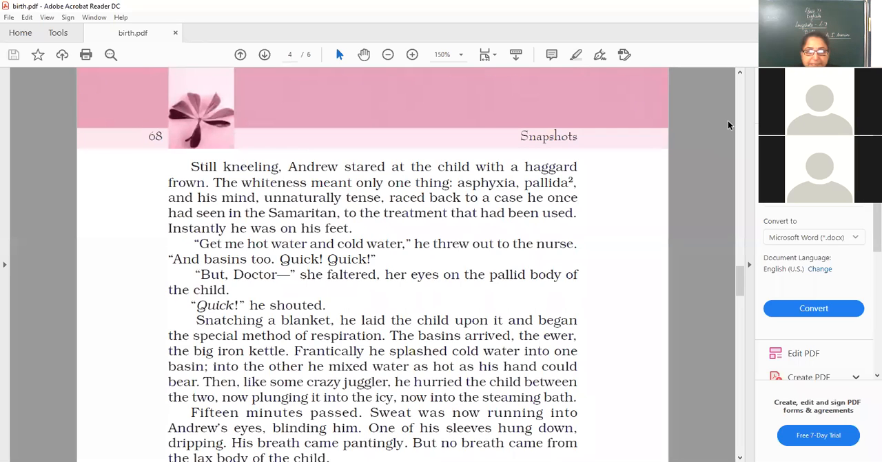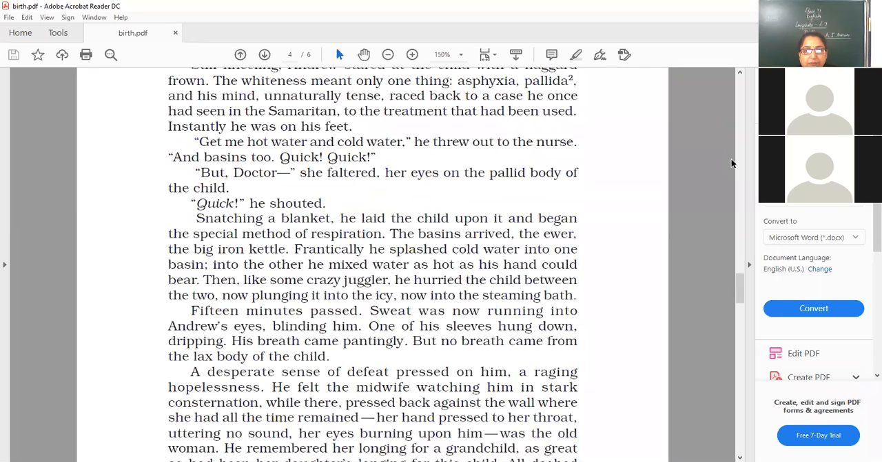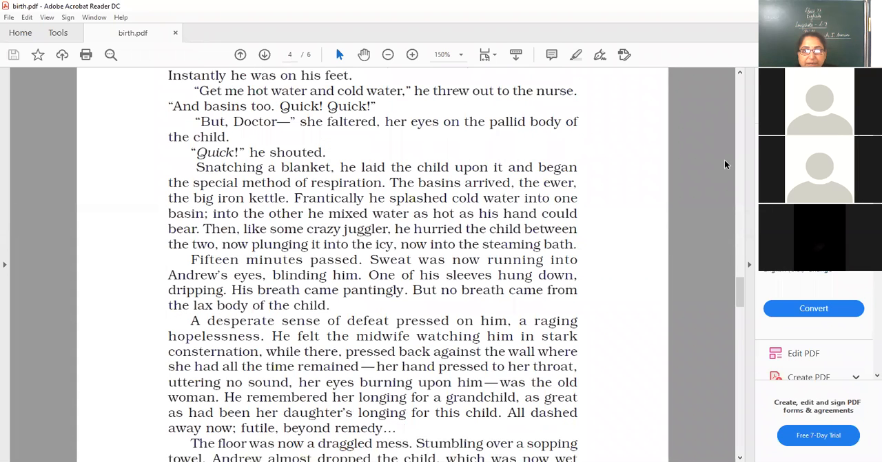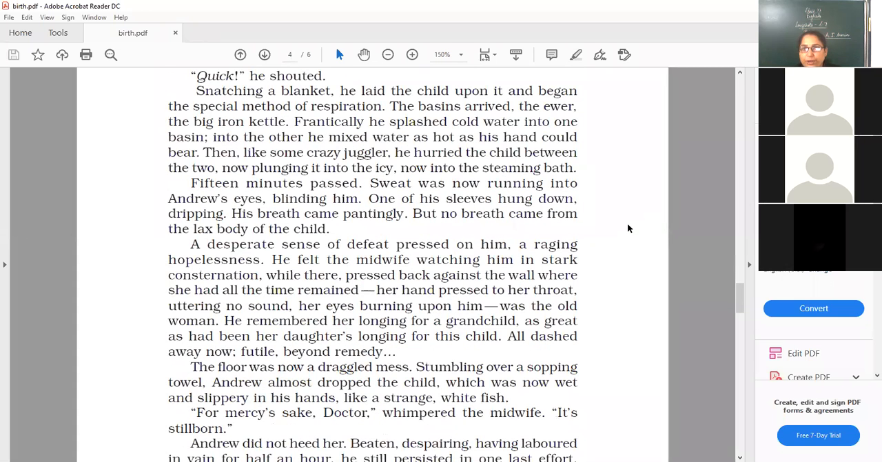So 15 minutes passed. Sweat was now running into Andrew's eyes, blinding him. One of his sleeves hung down, dripping. His breath came pantingly. He was panting now, right? Breathing hard, but no breath came from the lax body of the child. The loose body of the child did not come back to life.